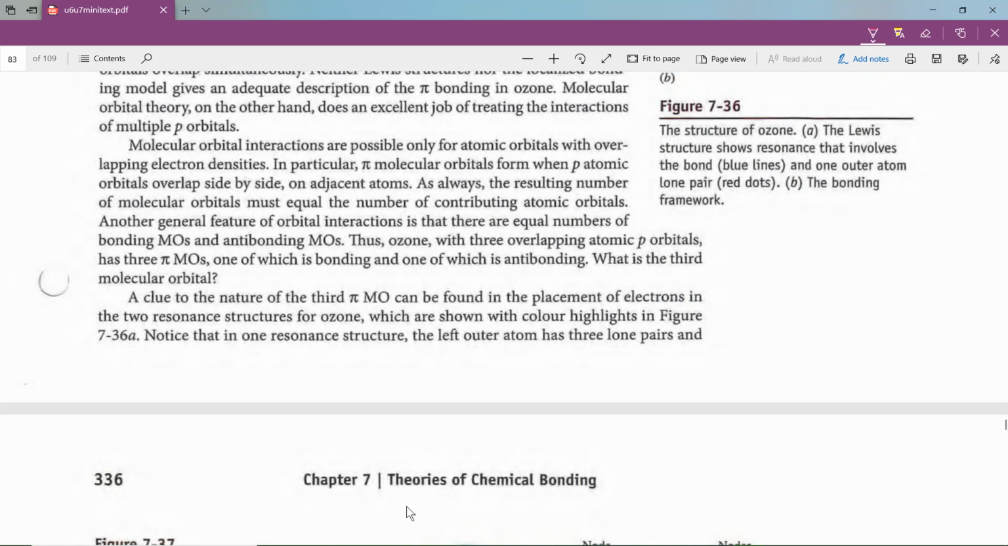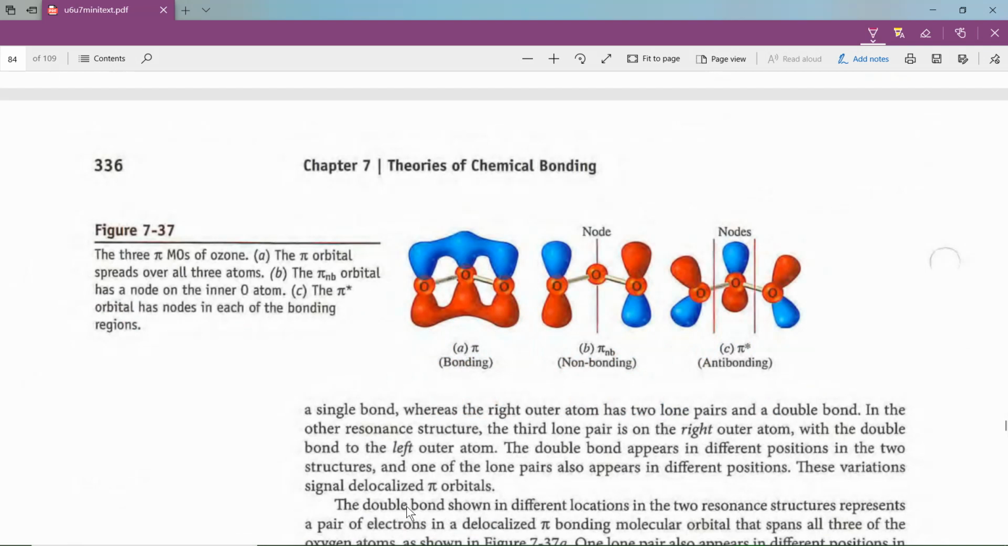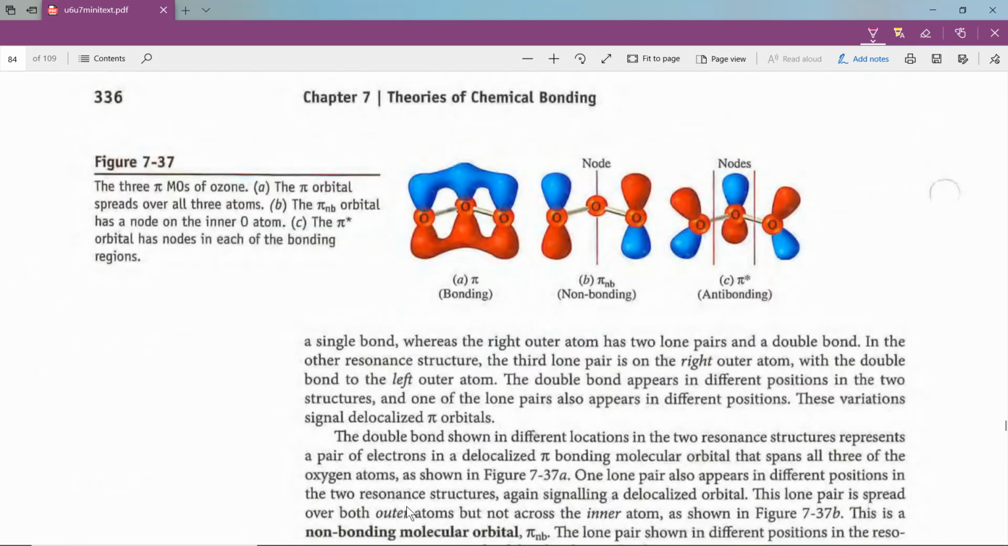Okay, so let's look at a picture here. And on the top of page 336, we have the bonding MOs where the p orbitals are all overlapping nicely at the top and bottom. An anti-bonding one where you don't see nice overlap happening, and then something called the non-bonding where they really aren't talking to each other at all.